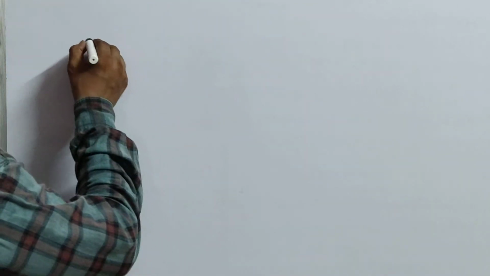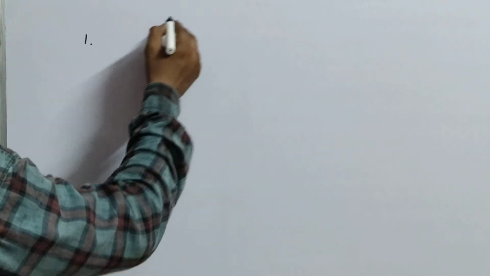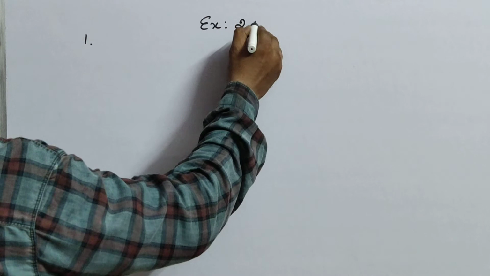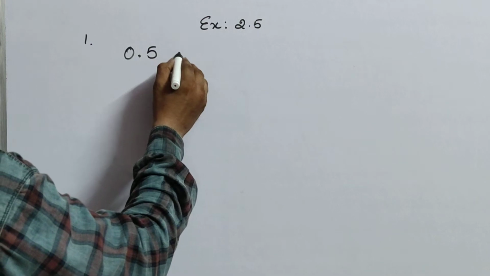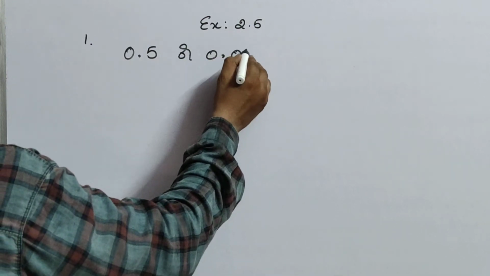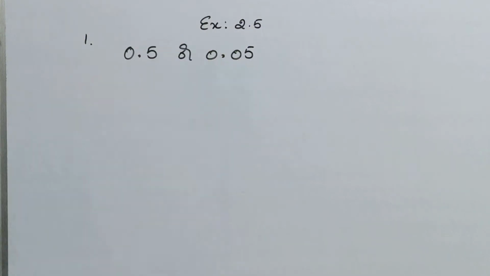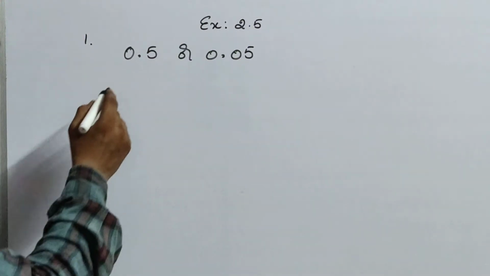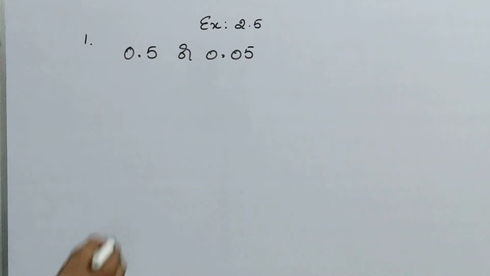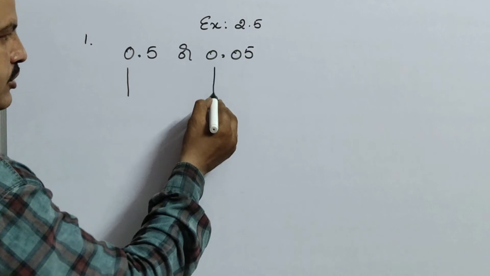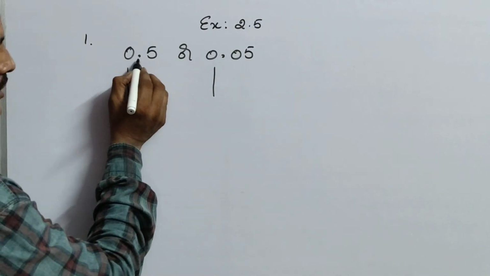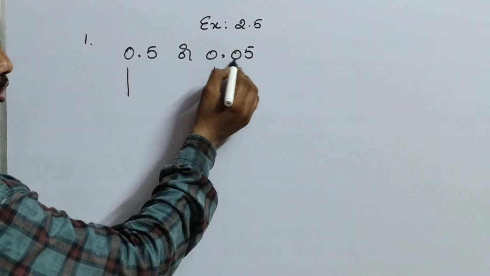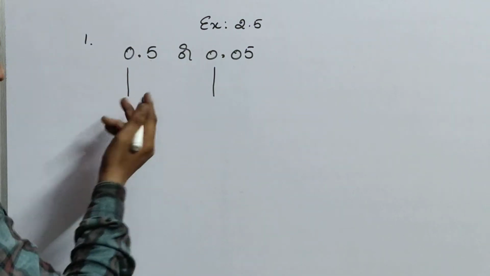Okay. So exercise 2.5. The question is, which is greater? The first question, exercise 2.5, which is greater? I am going to explain and you all know what I am going to do at the end. 0.5 or 0.05. Okay. Now 0.5 and 0.05. So 0 here, here also 0. But I told you one thing before doing that. See whether after the decimal point, both the digits are the same or not. Is it the same? No.